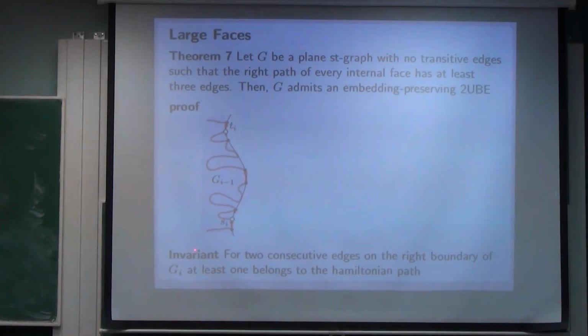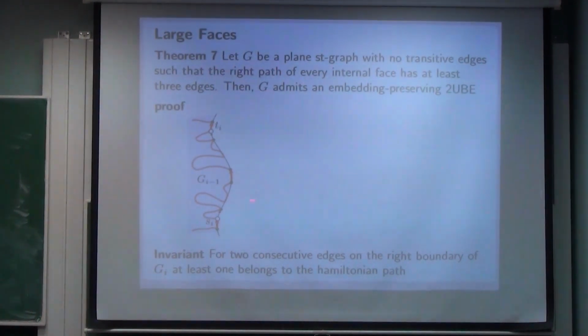In my construction, I'm going to preserve the following invariant: of 2 consecutive edges of the right boundary of G, at least one belongs to the Hamiltonian path. So there can be no 2 consecutive edges on the boundary such that none of them is visited. This means that if this vertex and this edge and that edge are visited, this edge and that edge may not be visited, but this edge and that edge cannot be consecutive, because otherwise the invariant is broken. So there will be one edge inside here which is visited, maybe even the first edge, but at least one on the left boundary of my next face is going to be visited.